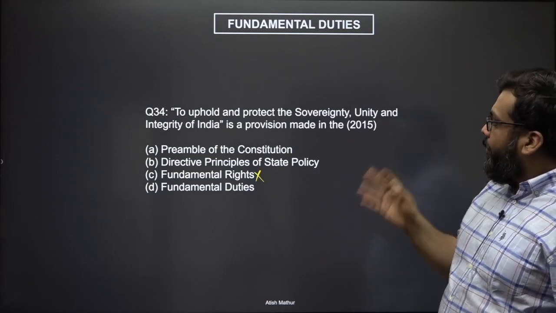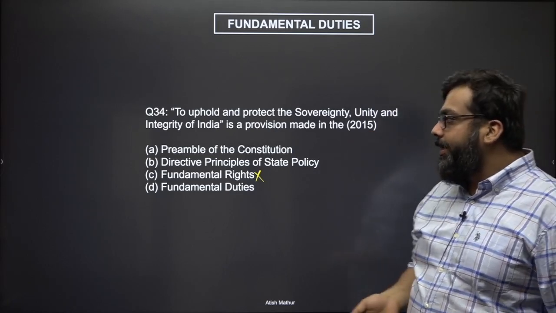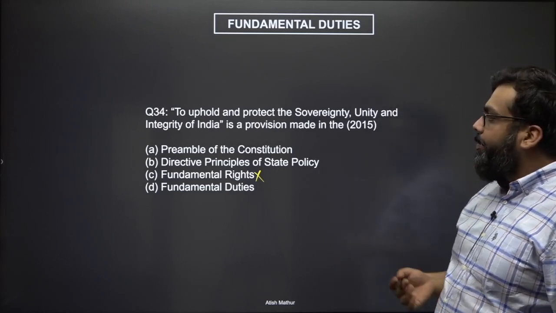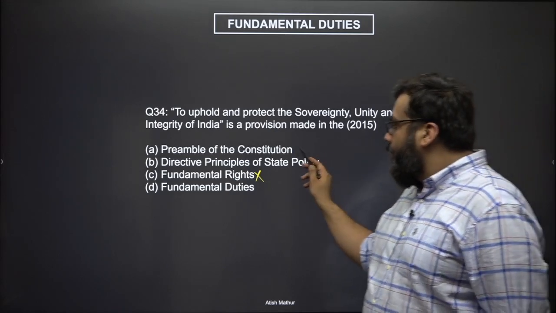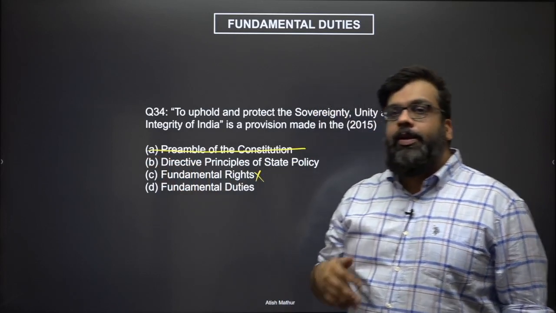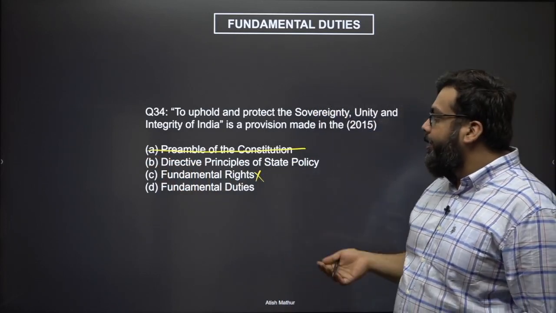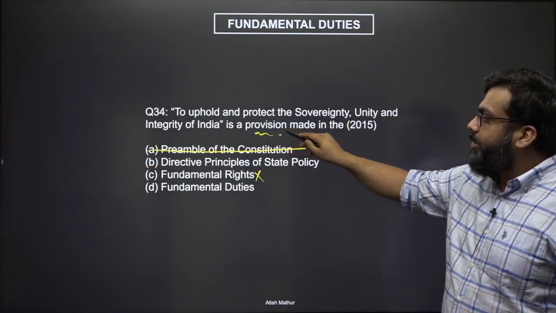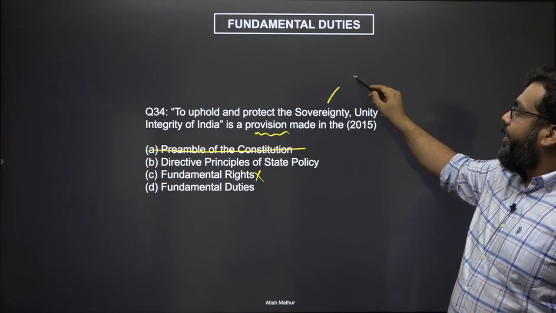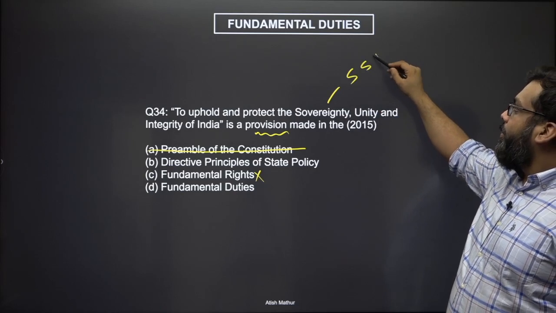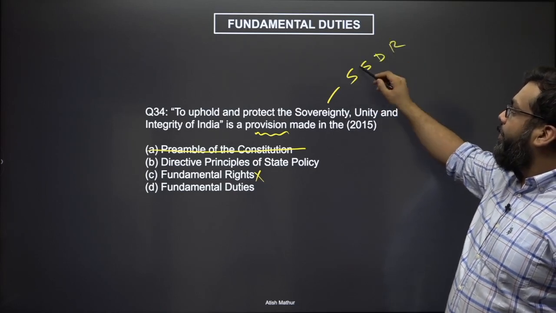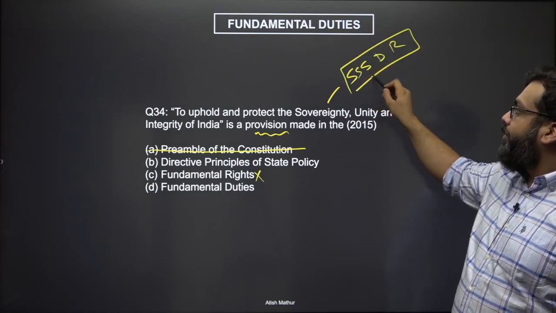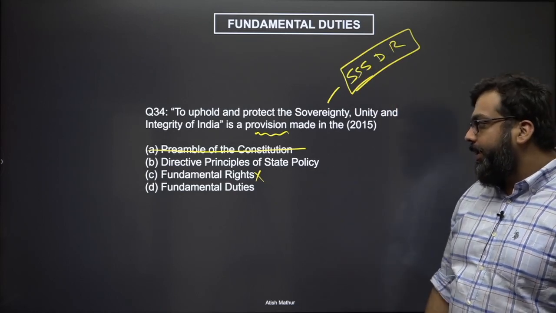To uphold and protect the sovereignty, unity and integrity of India is a provision made in the, now not the preamble, because the preamble talks about individuality and dignity and liberty. Now remember, it's a provision, it has to be explicit in nature. Sovereignty, socialism, democracy, republic, secularism, all of this is mentioned together in the preamble. So preamble is not the answer.